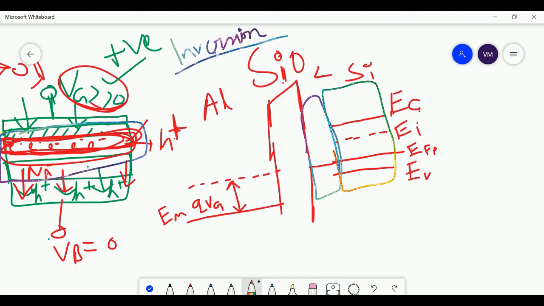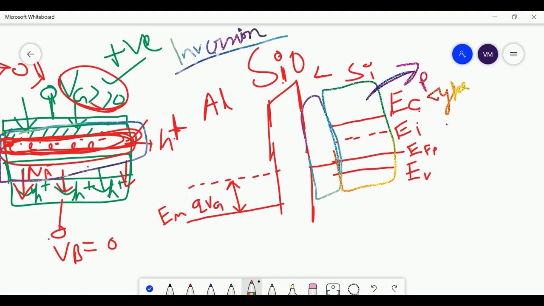is still p-type. It's a p-type semiconductor. That's why I have drawn it like this. It's still a p-type semiconductor.